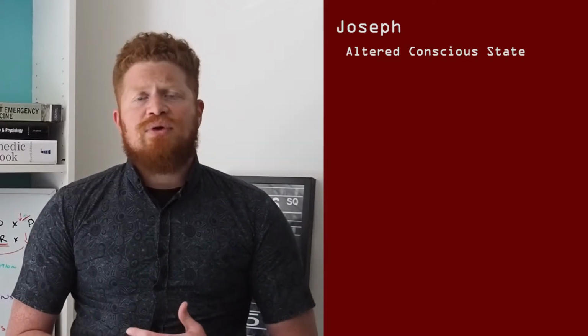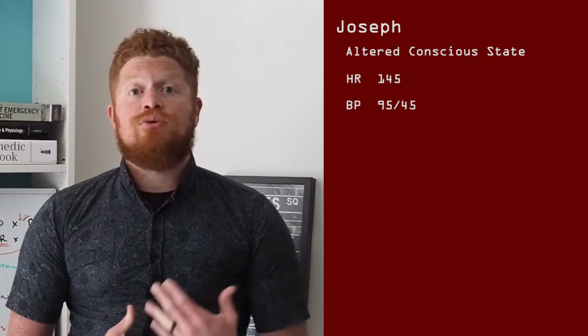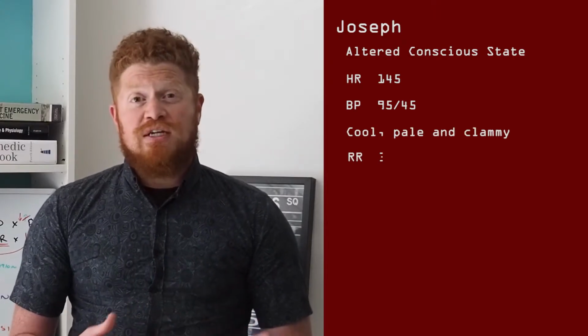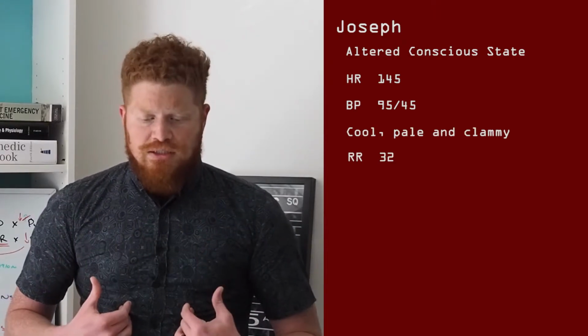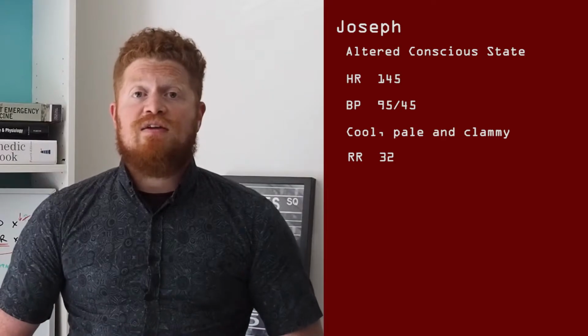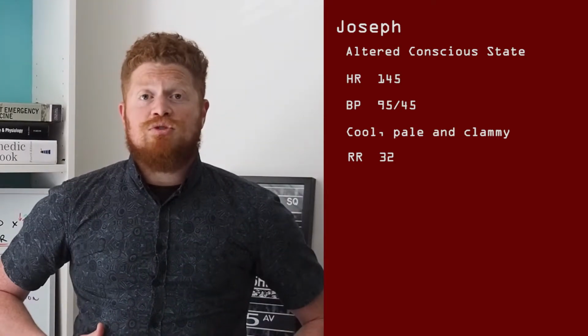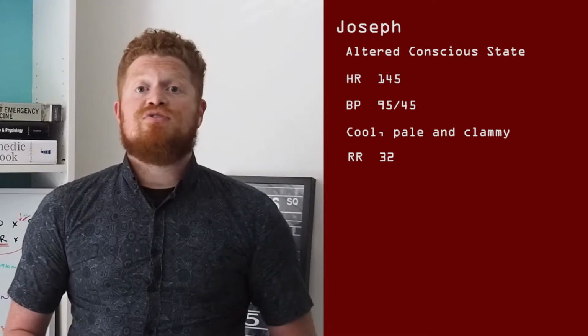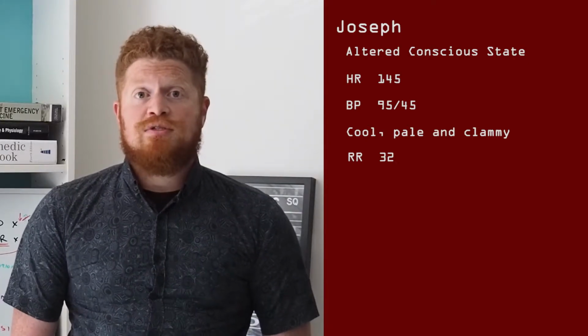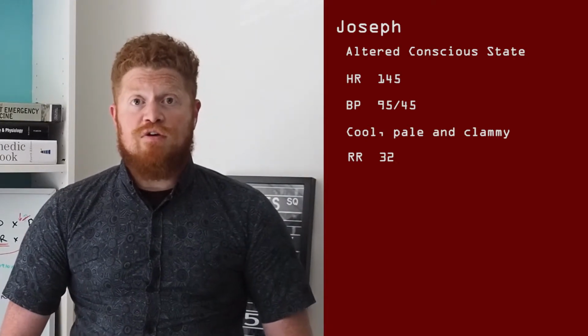We find Joseph to be in an altered conscious state, responding only to firm verbal stimulus. He has a heart rate of 145 beats per minute. He has a blood pressure of 95 on 45. He too is cool, pale, and clammy. He has a resp rate of 32, equal air entry bilaterally to bases. A secondary survey finds an obvious fractured pelvis, which we have bound with a pelvic splint, distension of the lower abdomen, which we are concerned may be internal bleeding. We also find obvious fractures of both of his femurs, which are themselves potential sources of internal hemorrhage.